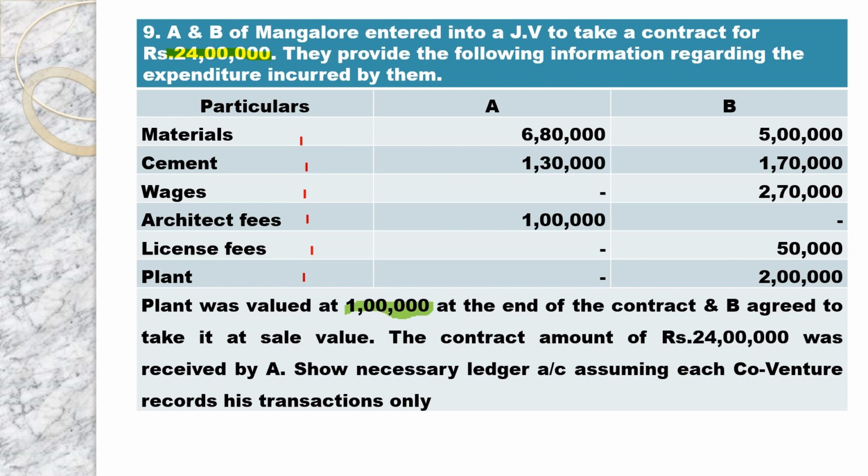So B took over the plant at rupees 1 lakh. So plant was valued at 1 lakh at the end of the contract, and B agreed to take it at sale value. The contract amount of 24 lakh was received by A. So sale amount, contract amount is received by A. Show ledger account assuming each co-venture records this transaction only.